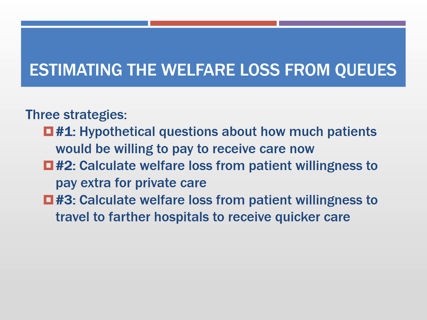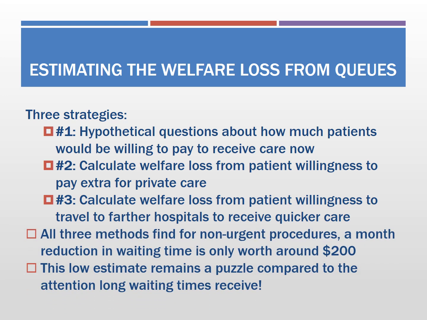Regardless of how we estimate, there will be some kind of estimate that tells us how much people are willing to pay in order to get that service now. That's what we are trying to estimate in the end. All three methods give us a very similar result. For non-urgent procedures, a month of reduction in waiting time is only worth around $200.